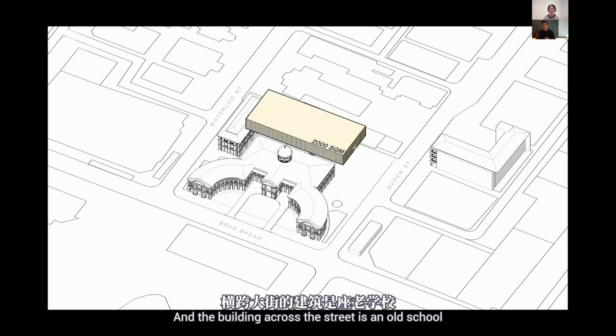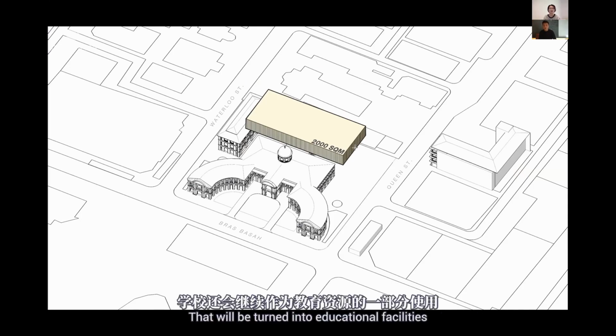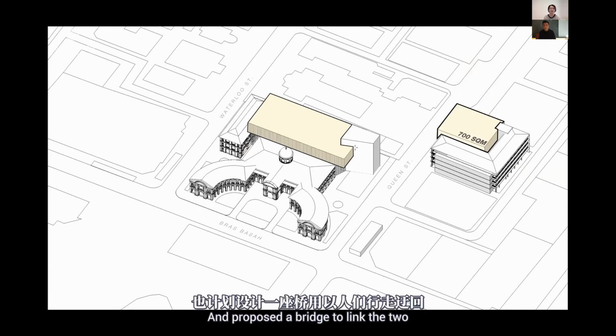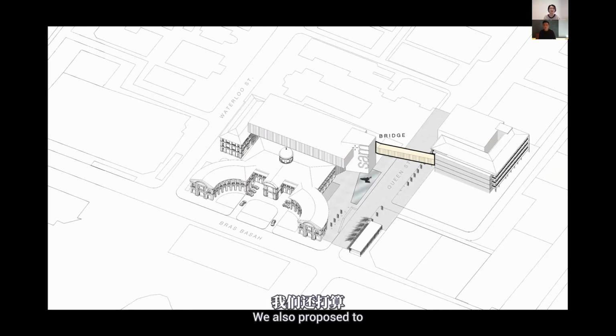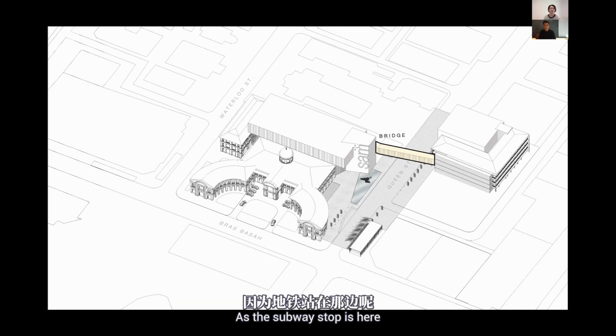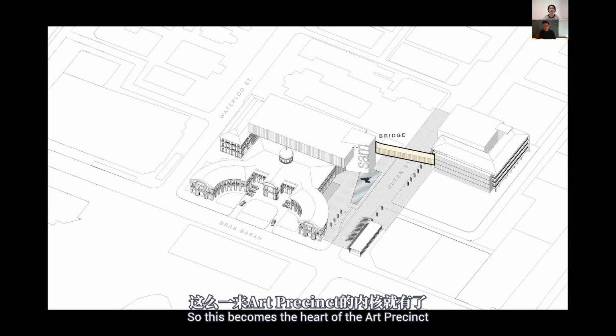And the building across the street is an old school that will be turned into educational facilities. Here we introduced a 700 square meter auditorium and proposed a bridge to link the two. We also proposed to close the road to make it into a plaza as the subway stop is here. So this becomes the heart of the art precinct.